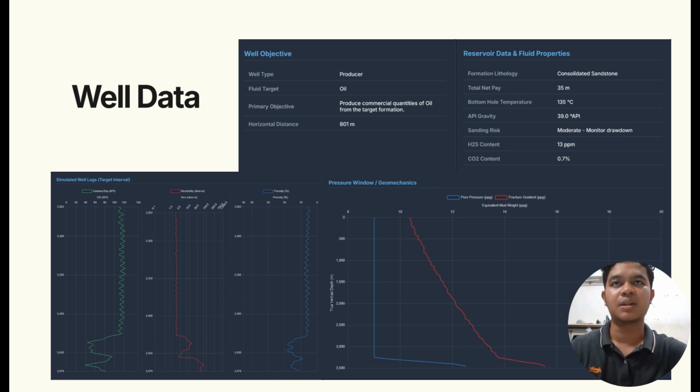Our flow target is oil, and the horizontal distance is 801 meter. So we are given the reservoir data and flow properties, and we found out that our well is Mike Isabel, and we are given the simulated well logs and the pressure window.